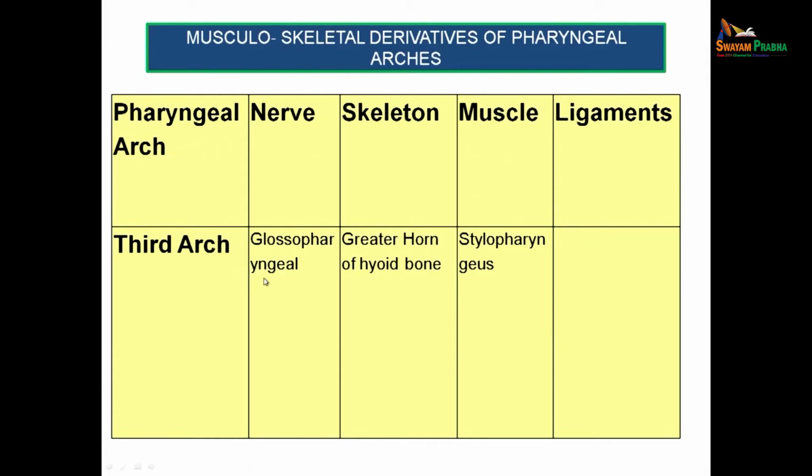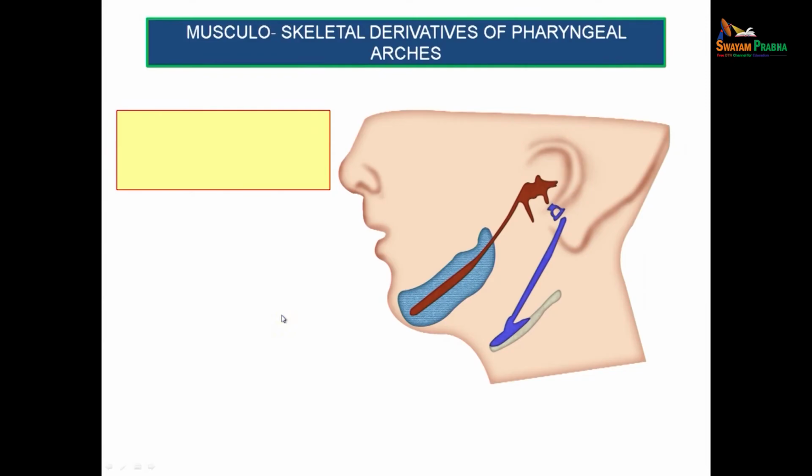Now coming to the third arch. There is no particular name given to the third arch like the first and second arches. Now the nerve of the third arch is the glossopharyngeal nerve. The only muscle which is supplied by the glossopharyngeal nerve is stylopharyngeus. That is the only muscle derived from the third arch. And the skeletal component is the greater horn of the hyoid bone. The lesser horn was actually developing from the second arch. So the greater horn of hyoid bone is developing from the third arch. There is no particular ligament attributed to this region. So we can see the greater horn and the lower portion of the body of the hyoid bone, they are derived from the third arch.